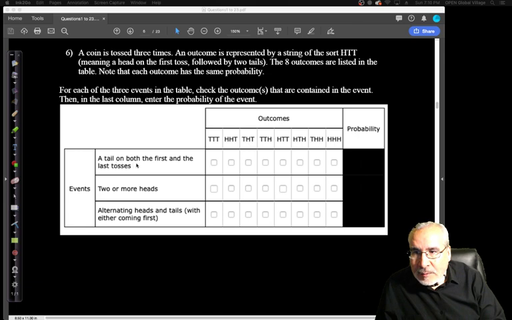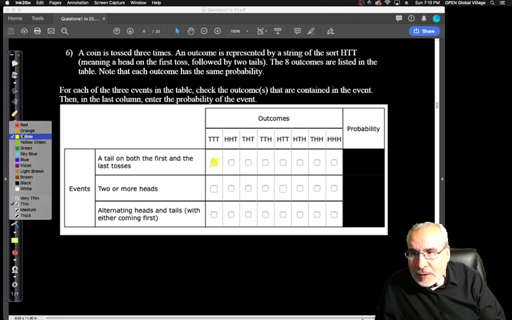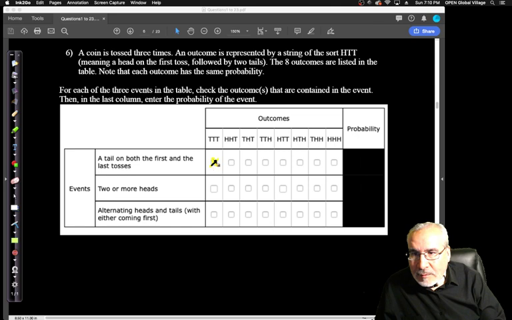So, a tail on both the first and the last tosses. So here's a first tail and a last tail. That's one. Maybe I'll make this one darker for this part. Let's go with black. That marks that one. Heads, a tail, and a tail. So there's one. We're counting through here: heads, tail, heads, heads, tail. So there's 2 of them out of a total of 8.